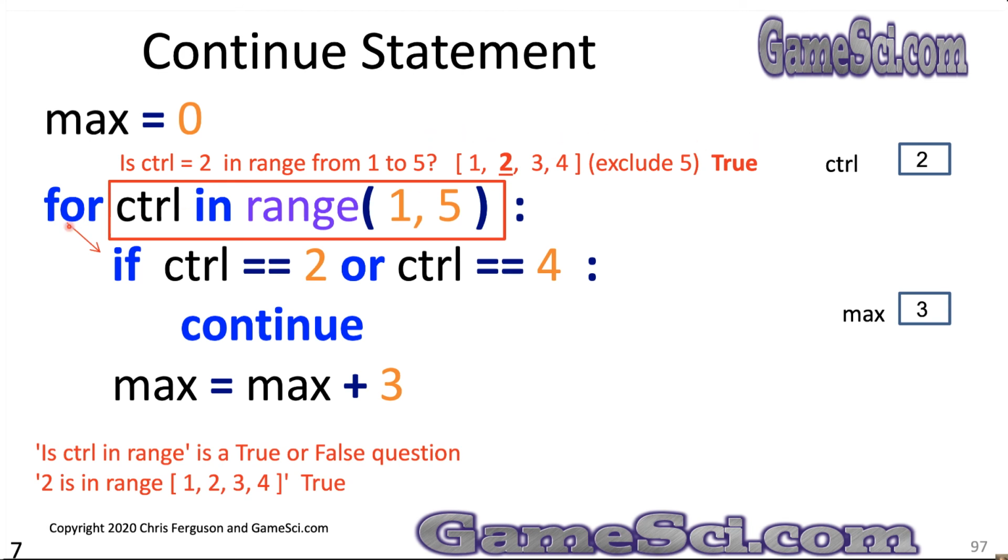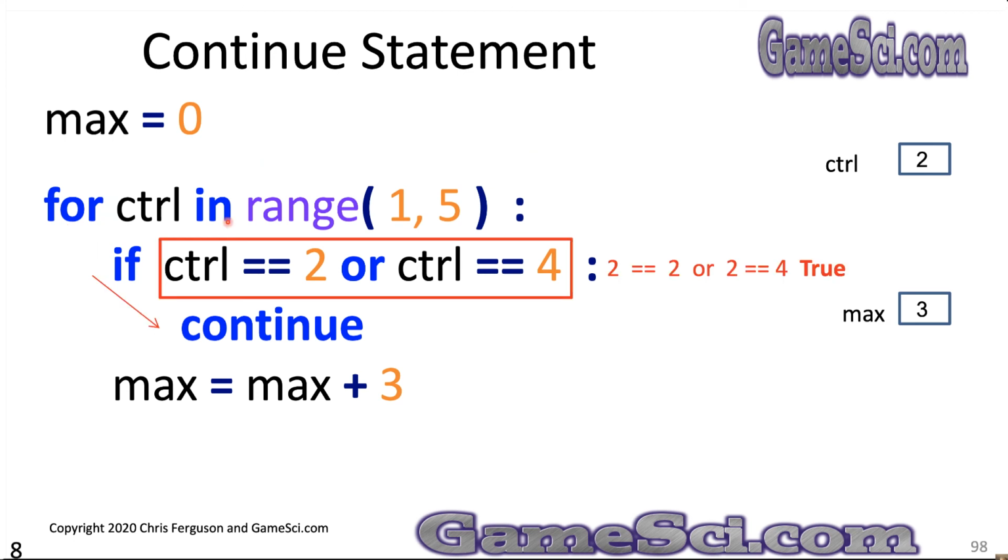We are in range. Because we are in range, we will go inside the for loop and execute the code in the for loop. Is control in range is a true-false question. 2 is in the proper range, so it is true, and we will execute the code. 2 equal to 2 is a true statement.